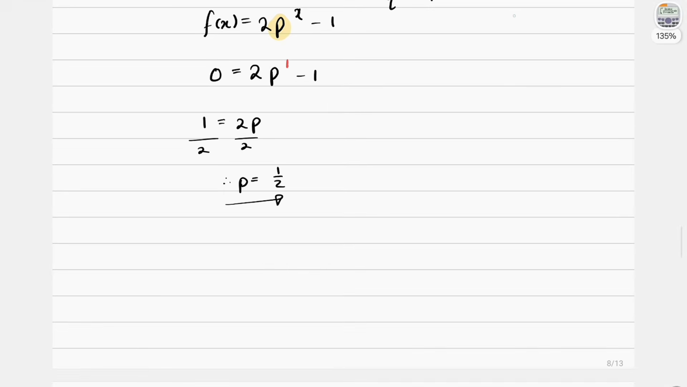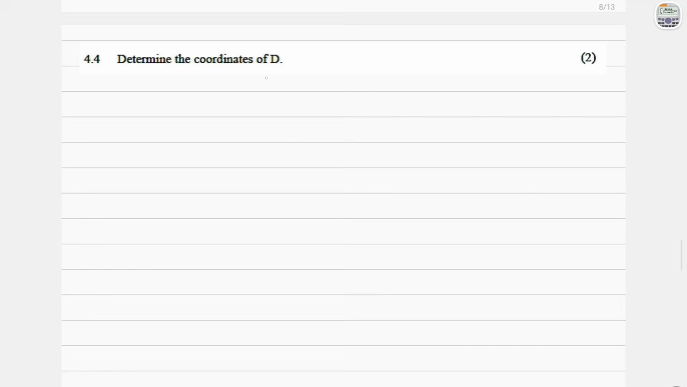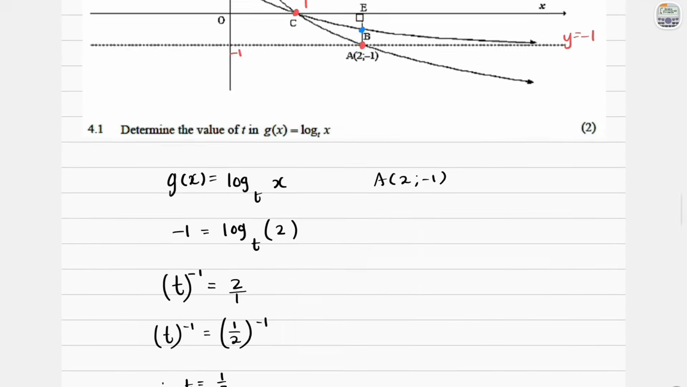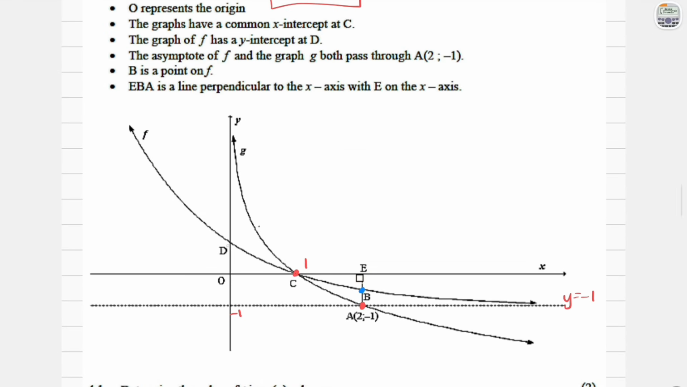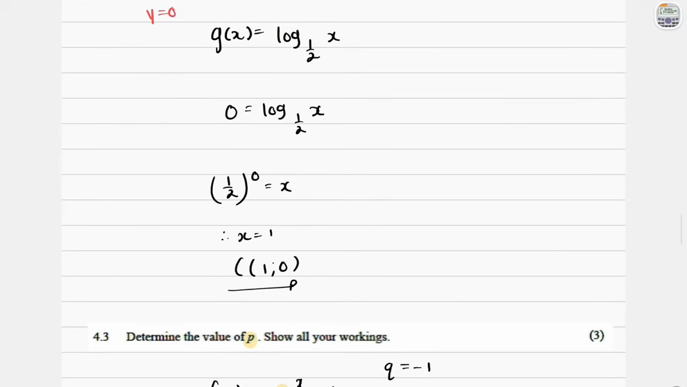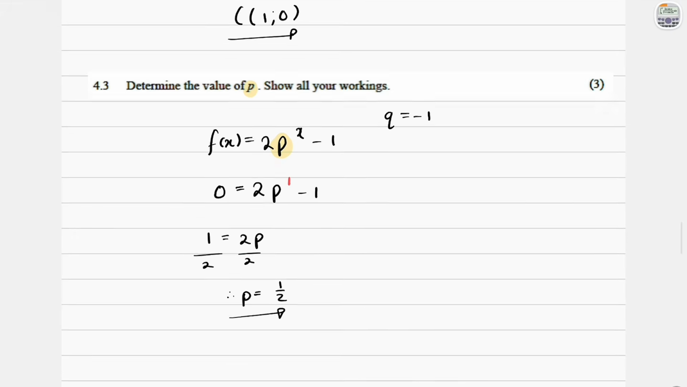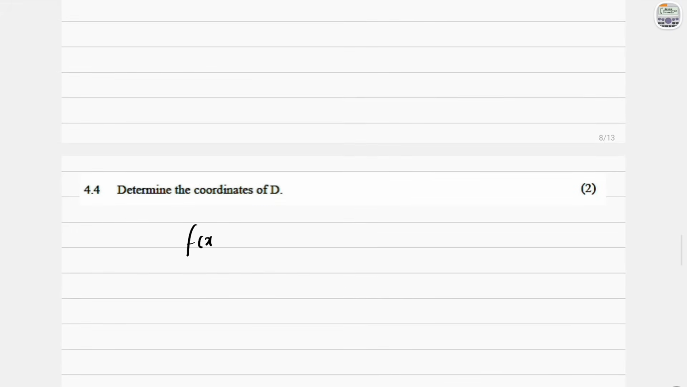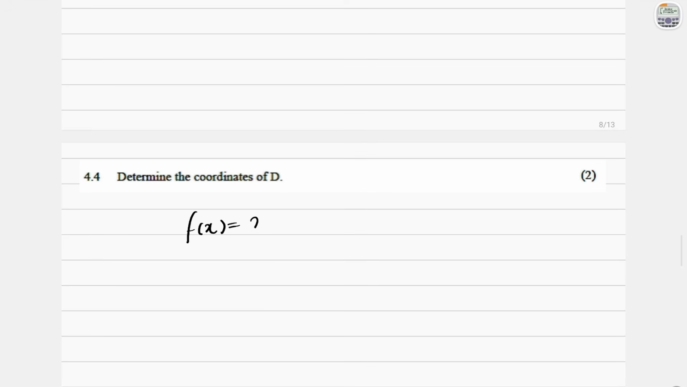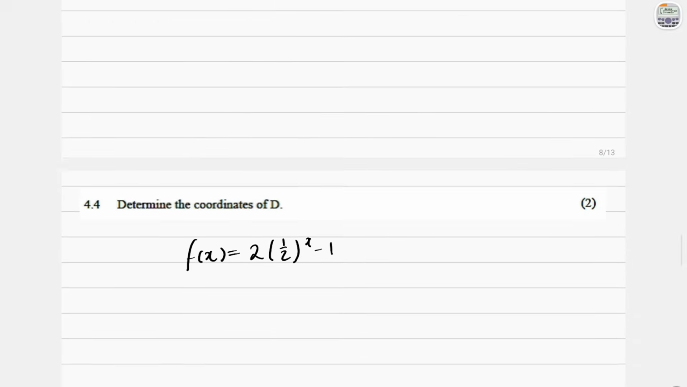Moving on to the next question. The next question says, determine the coordinates of D. Where is D? D is on the y-axis, and it passes through this graph f. So it's the y-intercept of f. We already have our equation of f, so we can just fill in p there. The equation of f of x is simply equal to 2 multiplied by a half raised to the power of x, minus 1.